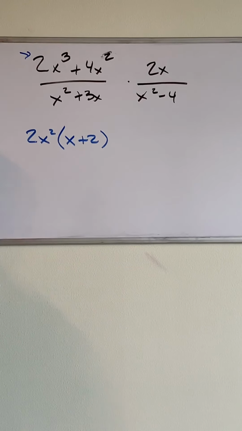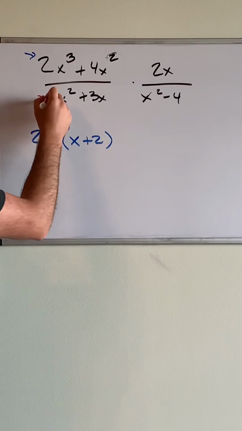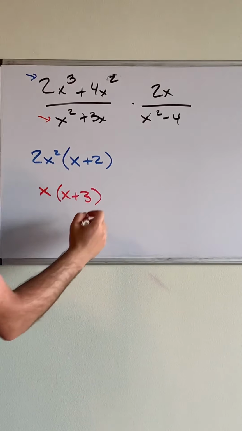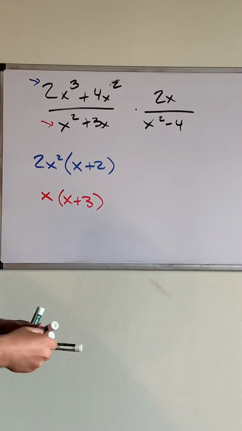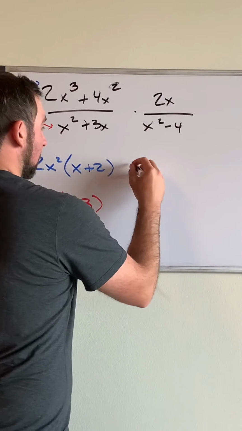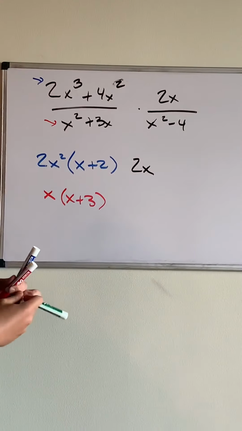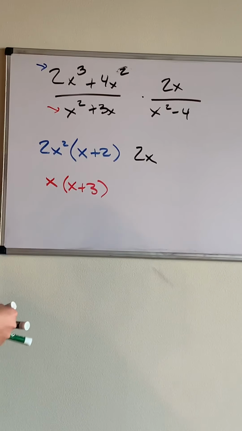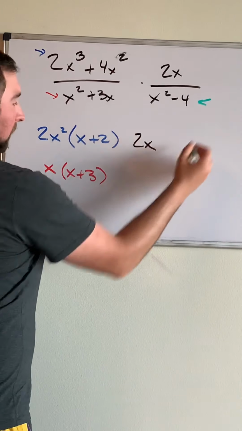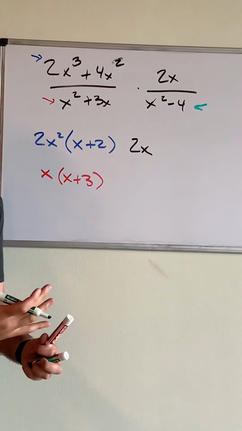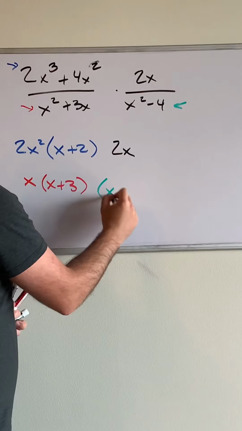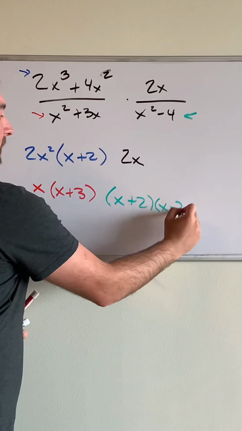On the bottom here, I'll do that one in red. I factor out an x, which leaves me with x plus 3. On the top, you might notice I can't factor that, so that's going to stay the same. That's still just a 2x. And on the bottom, I'll factor that last one in green. Wow, I've got a lot of markers going on there. This is a difference of squares. We've talked about difference of squares before because that's a perfect square and that's a perfect square. So this factors into x plus 2 and x minus 2.